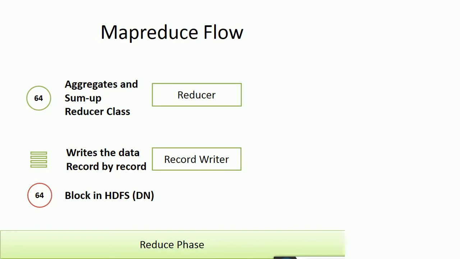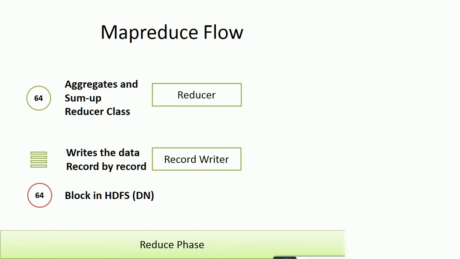Then comes the reduce phase. In the reduce phase, the data is again coming in the form of key value pairs only. It basically aggregates or sums up that particular data. As I said, the mapper's output is not the final output, so there is something we have to do. Maybe we just have to club it together and write it in a single file.